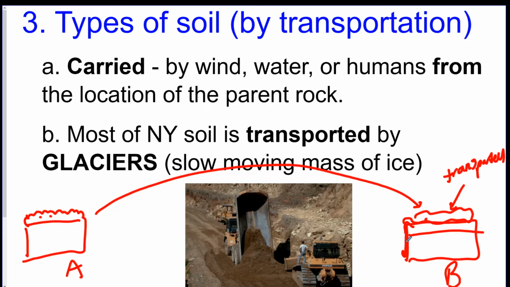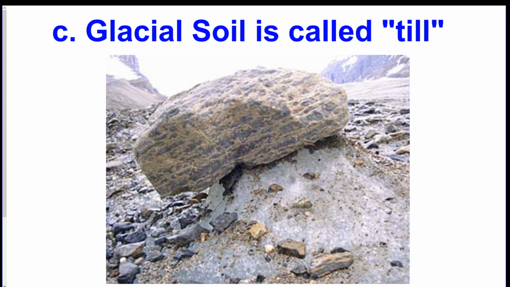So this might be limestone. It's like bricks. And this might be a shale. So now the shale soil is on top of the limestone. That's how we know it's different composition. So the composition of the soil is not the same as the rock underneath it. So we know it's been transported from somewhere else. It could have been transported by a number of ways. Wind, water, humans, we could do it. Glaciers, which are these giant masses of ice. Most of our soil was transported from other places by glaciers. Glacial soil is called till. That's its nickname. If soil came from a glacier, it's called till.